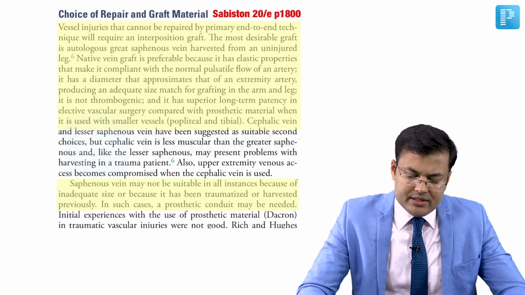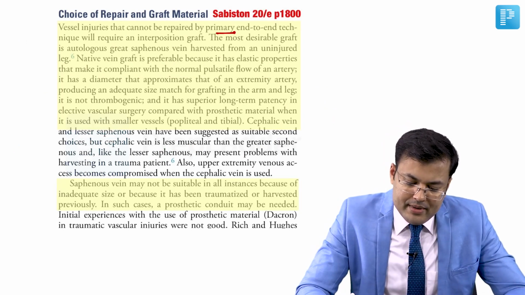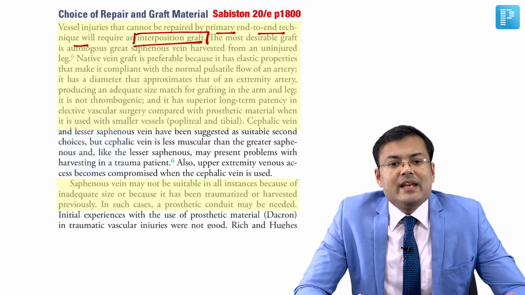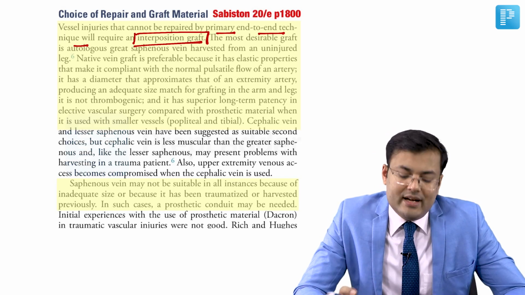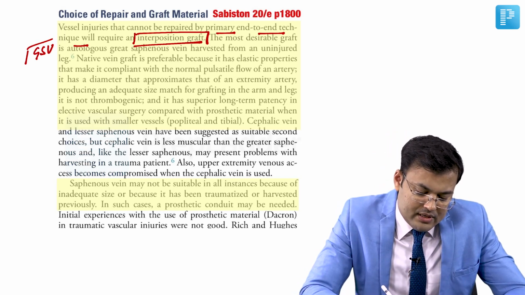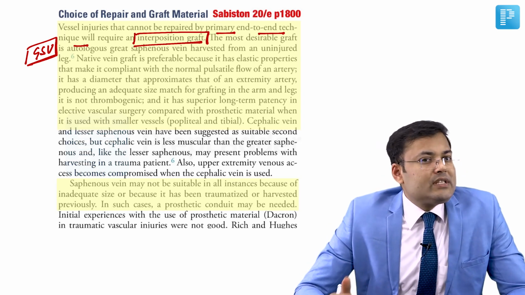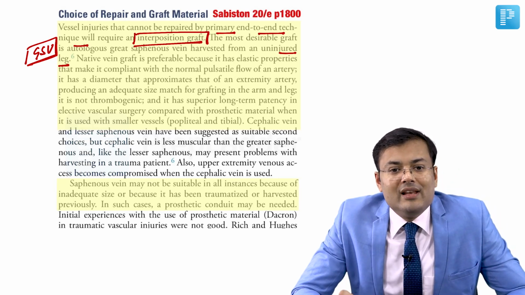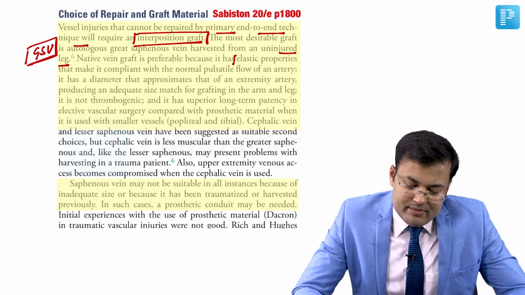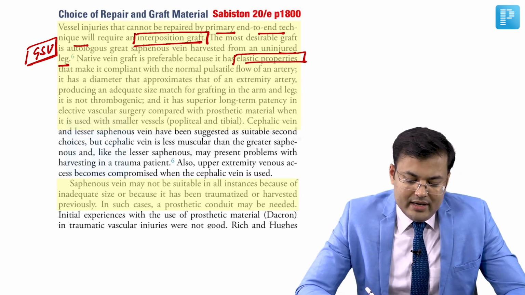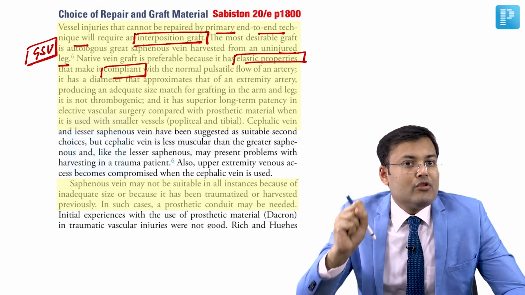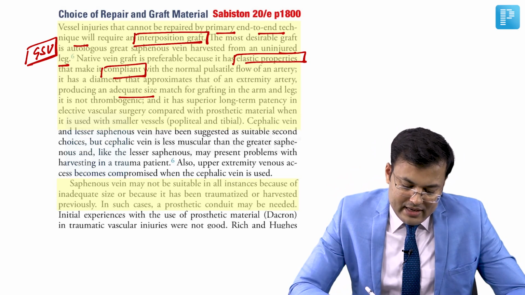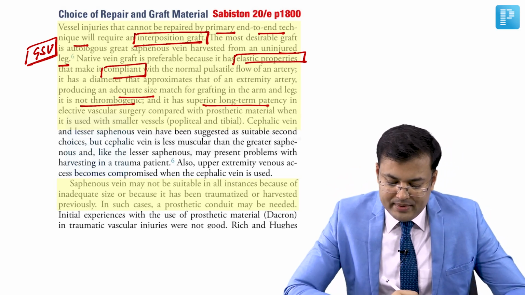See what's written in Sabiston. Vessel injury that cannot be repaired by primary end-to-end technique will require an interposition graft. And what is the most desirable graft? Autologous great saphenous vein. So it is the patient's great saphenous vein, and you should harvest it from the uninjured leg. So why is it preferred? We discussed, because of elastic properties. It is compliant with the normal pulsatile flow of an artery. It has adequate size match for the graft, it's non-thrombogenic, and has superior long-term patency.